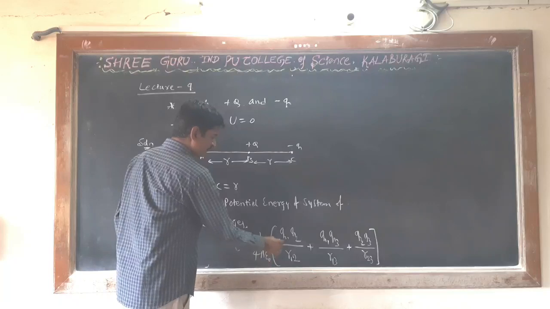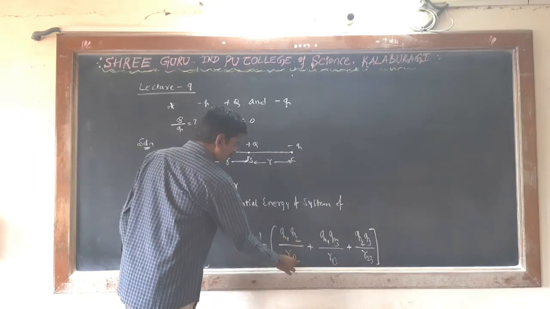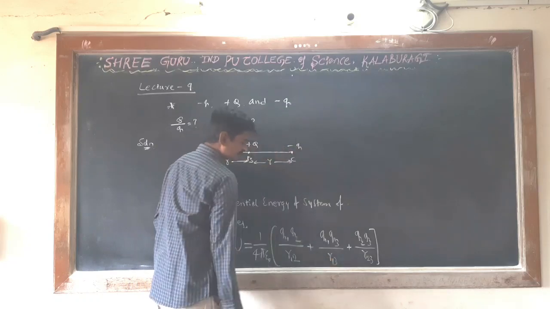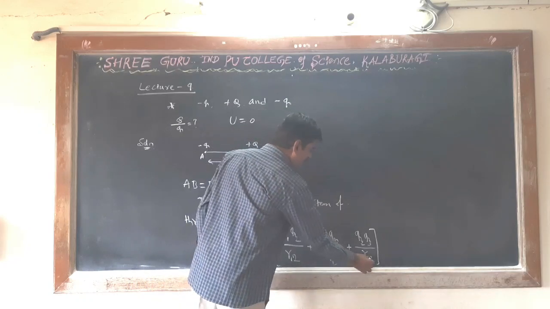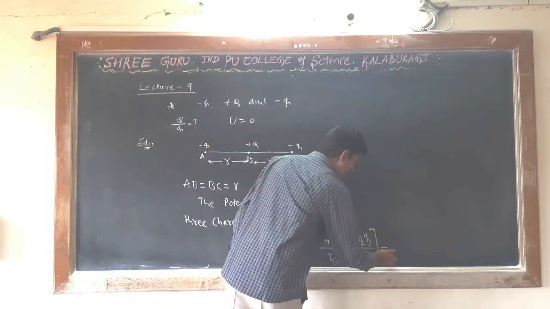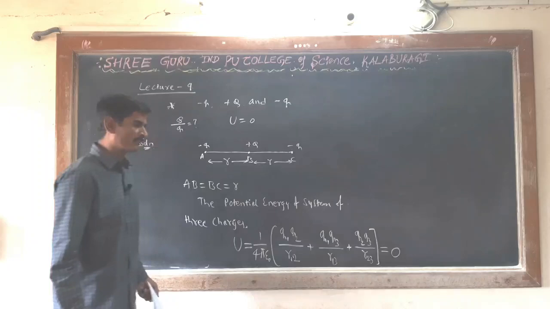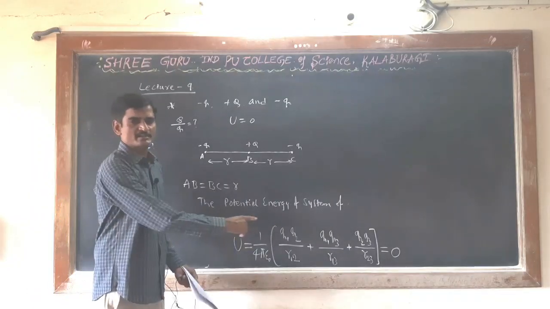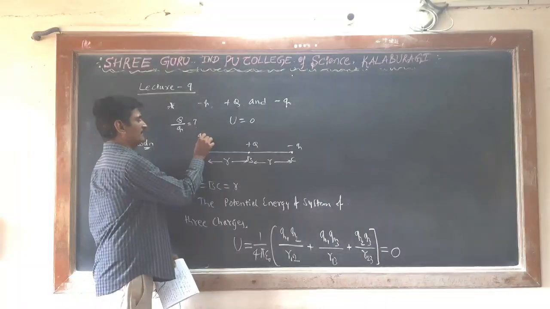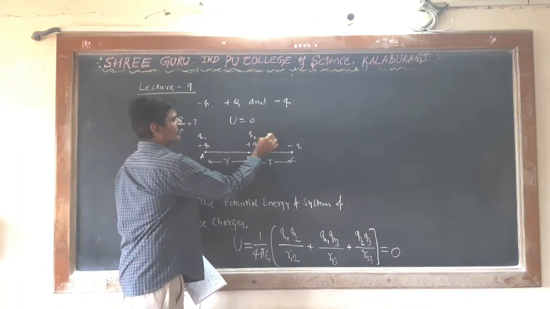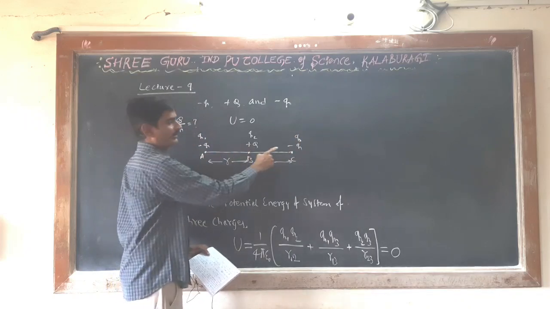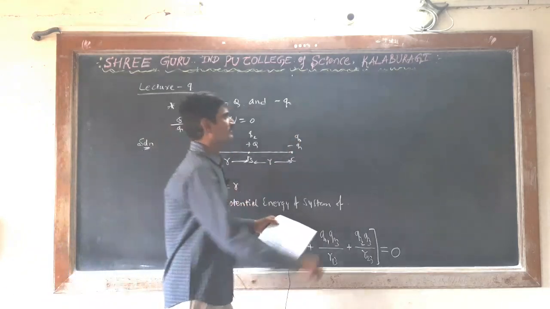U is equal to 1 by 4 pi epsilon naught, Q1 Q2 divided by R12. R12 is the distance between Q1 and Q2, R13 is the distance between Q1 and Q3, R23 is the distance between Q2 and Q3, and according to the given question, U is equal to 0. They have given that potential energy of the system of three charges is 0. Let us take this as Q1, this as Q2 and this as Q3. Okay. So now substitute the values.